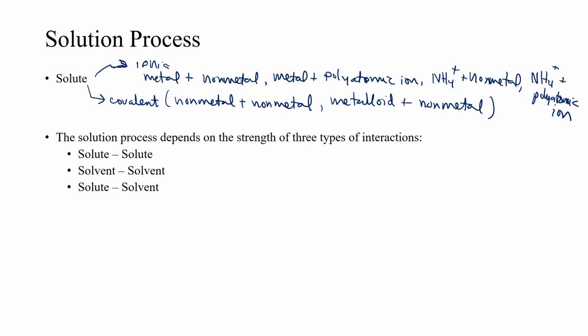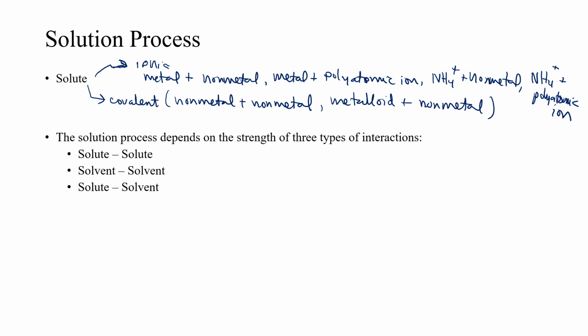Now, the solution process is going to depend on the different types of interactions that you have. Let's say you have a beaker with water. All of the molecules in your beaker are molecules of water. So you do have interactions between your solvent molecules. So that's the first type of interaction that you have: solvent-solvent, because we're looking just at a beaker containing water.